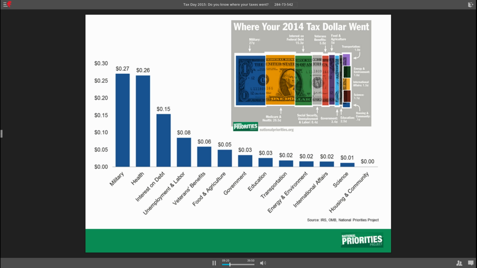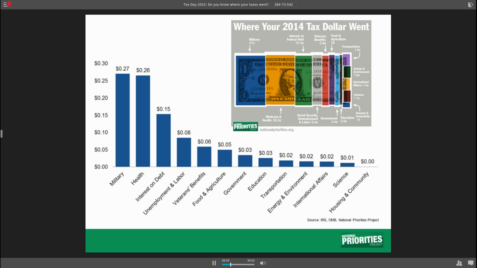This 27 cents of every income tax dollar that you pay goes to the Pentagon and related spending. That doesn't include veterans benefits, which you'll see a few bars over to the right at 6 cents out of every dollar. What it does include is military personnel, military technology and equipment, things like nuclear weapons, and all of the operations and maintenance of the various armed forces. But like I said, veterans benefits is separate. It's at 6 cents a dollar over on the right.